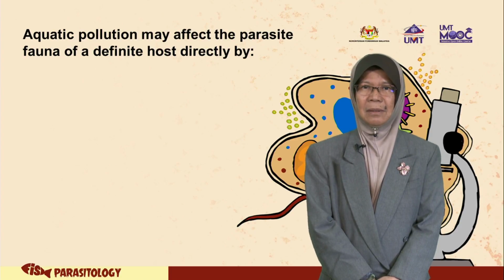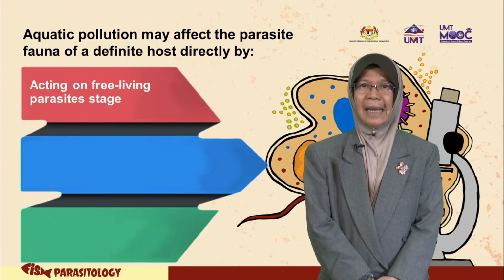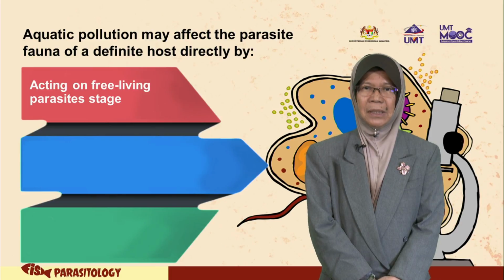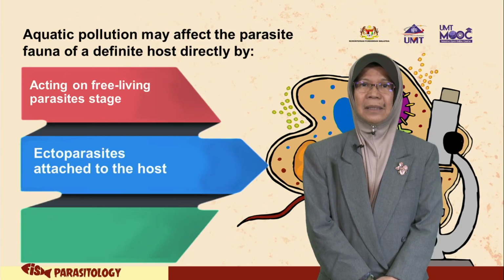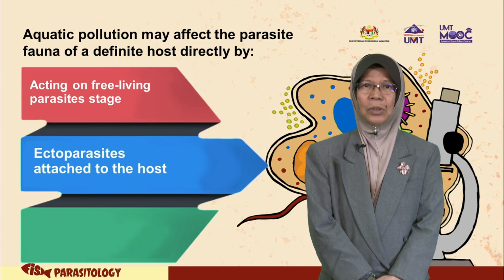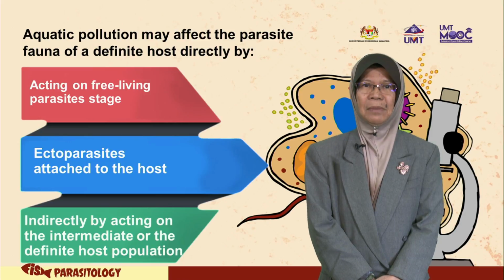Aquatic pollution may affect the parasite fauna of a definitive host directly by, 1. Acting on the free-living parasite stages, or 2. The ectoparasites attached to the host, or 3. Indirectly by acting on the intermediate or the definitive host population.